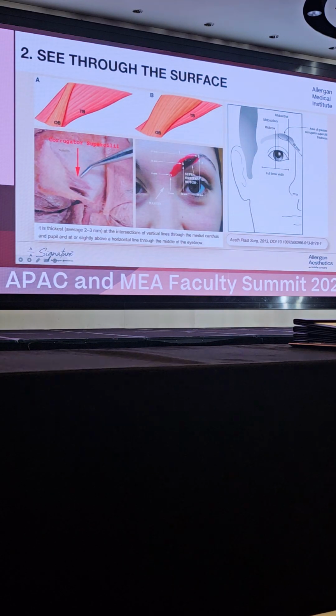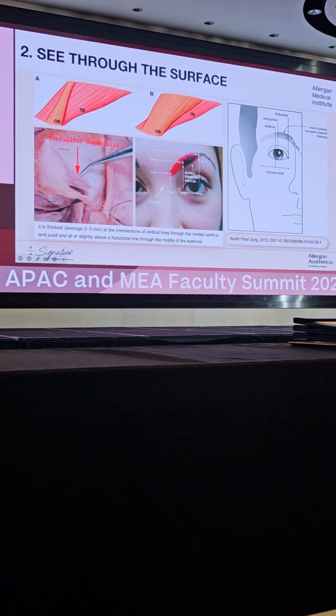The second thing we need to do is to help our injectors to see through the surface. In our anatomy teaching, of course, we can tell them about all those details of the anatomy of the corrugator, like origin, insertion, nerve innervation, function, and also classification. But what the injector really wants to know is where to place the injection.